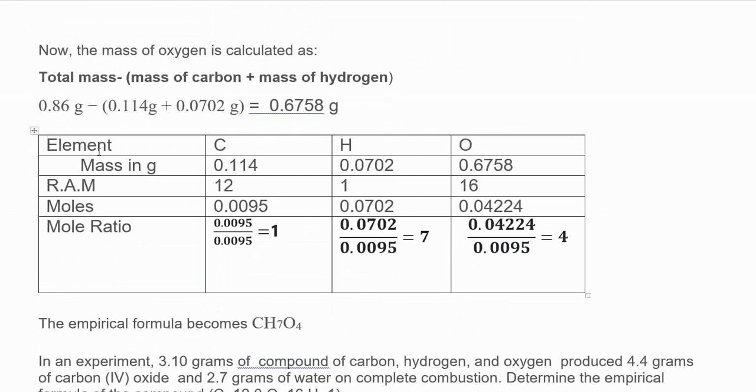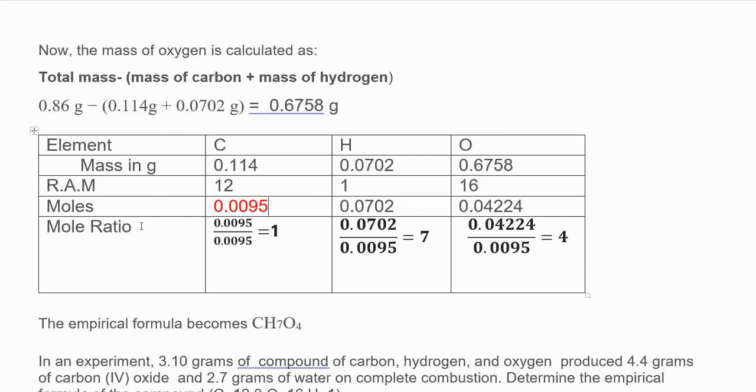Now you come here, you write the carbon, hydrogen, oxygen, the same as we have done. Mass in grams is 0.11, like that. RAM: 12, 1, 16 for oxygen. Number of moles: moles is mass over RAM, that is 0.11 divided by 12. You get this one, and then 0.07, like that. So now we want to go to the mole ratio.